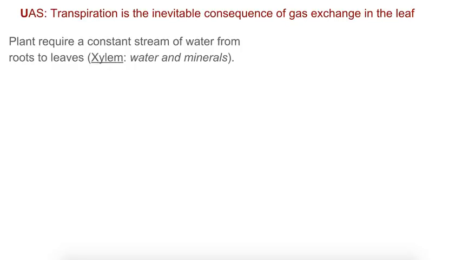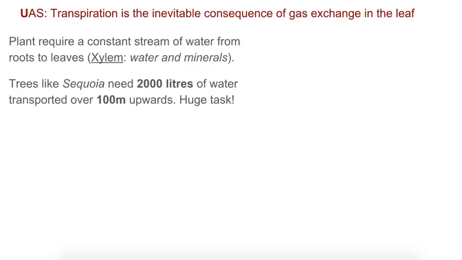Okay, plants require a constant stream of water from roots to leaves through the stem. And the xylem are very important here in transporting this water and minerals. Trees like a sequoia or the redwoods may need as much as 2,000 litres of water transported over 100 metres from the roots to the top of the plant, which is an immense task.